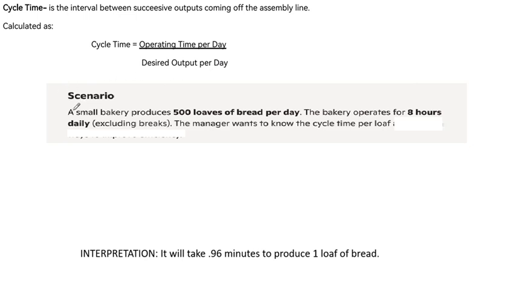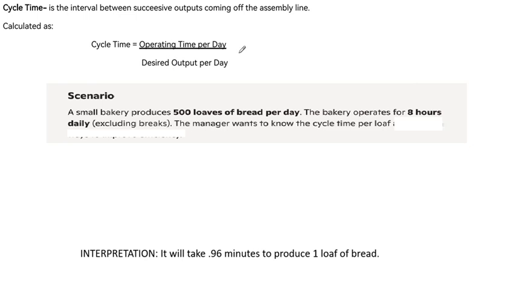Now to give you an example scenario here, we have a small bakery that produces 500 loaves of bread per day. Now, the bakery operates for 8 hours daily, excluding the breaks. Now, the manager wants to know the cycle time per loaf. So, first, we are going to put all of the data that is being asked.